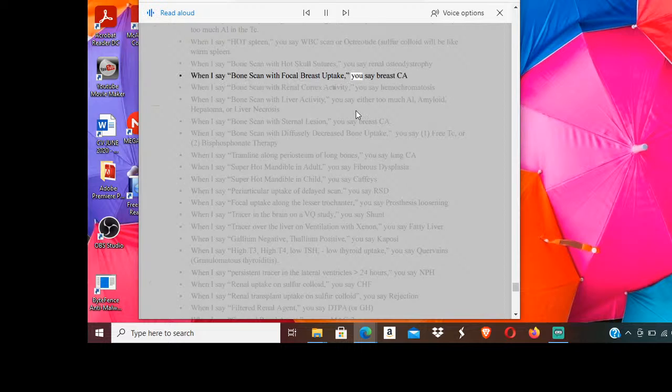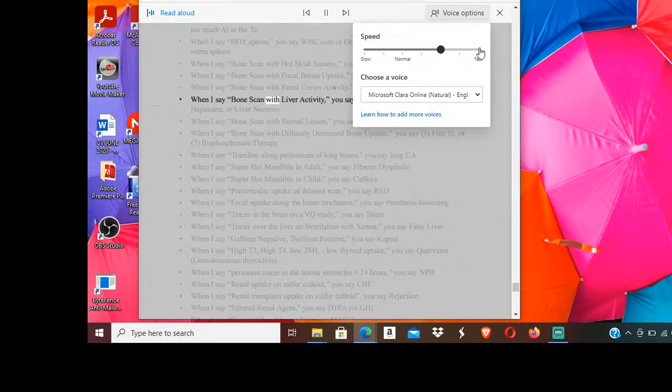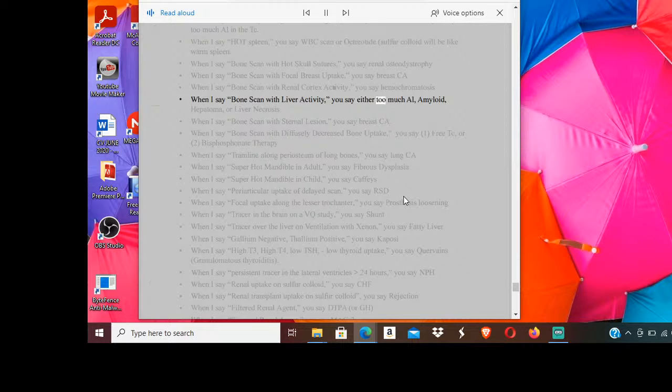When I say bone scan with focal breast uptake, you say breast CA. When I say bone scan with renal cortex activity, you say hemochromatosis. When I say bone scan with liver activity, you say either too much Al, amyloid, hepatoma, or liver necrosis. When I say bone scan with sternal lesion, you say breast CA. When I say bone scan with diffusely decreased bone uptake, you say 1, free TC, or 2, bisphosphonate therapy.